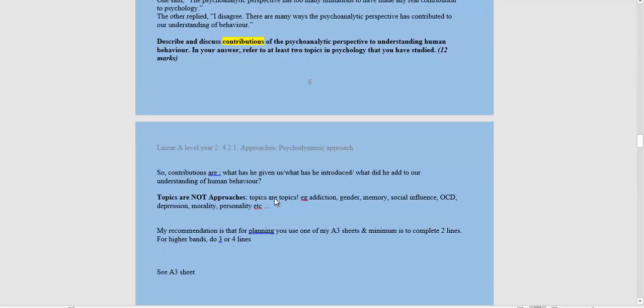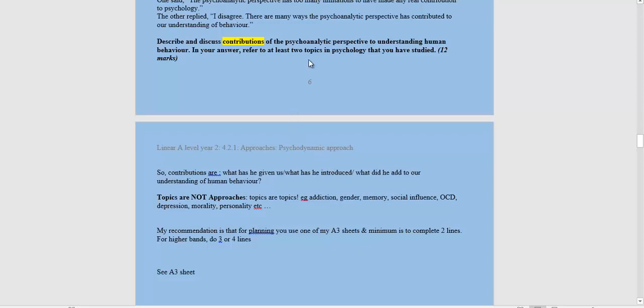With any of these contribution questions, they're asking you: what have they introduced? What have they given us? What have they added to our understanding of human behaviour? So we're always going to go back to whichever perspective, whichever approach, their key assumptions, because that's what they are trying to tell us our behaviour stems from. So it's always going back to that.